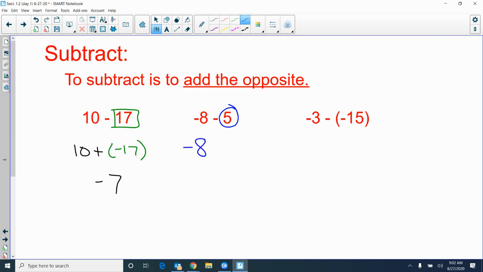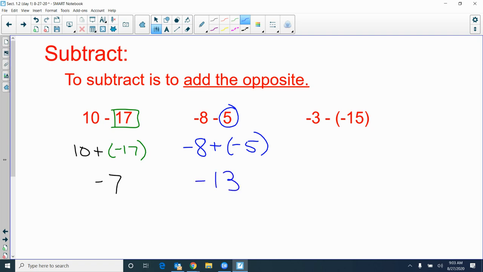Always for subtraction. So it's -8, keep it, change to plus, and make that 5 a -5. And I like to put that in parentheses just because it makes it a little bit easier to read. -8 plus -5. Okay, Connor. -13. -13, good.